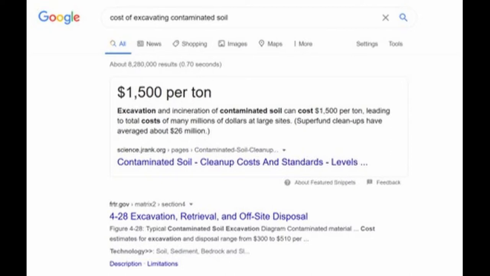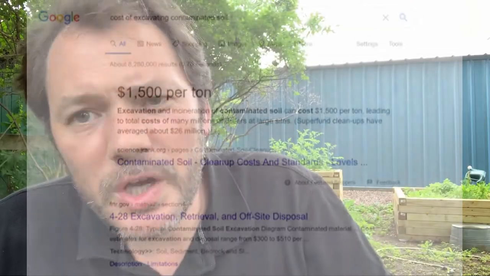When you Google the cost of excavating contaminated soil, it will give you about $1,500 per ton. Now, a ton of soil is about 3/4 of a cubic yard. Well, that's about 20 cubic feet. If we are conservative, we could even say that 1 ton of soil is 1 cubic yard, kind of.